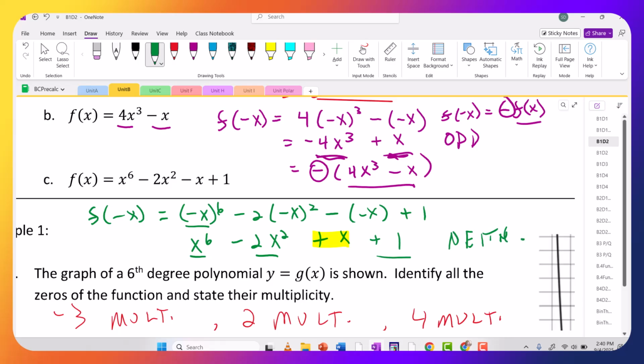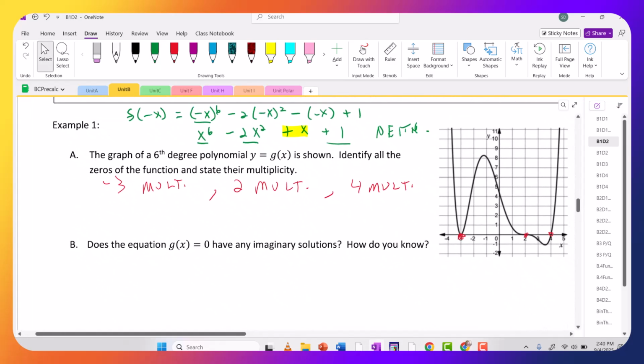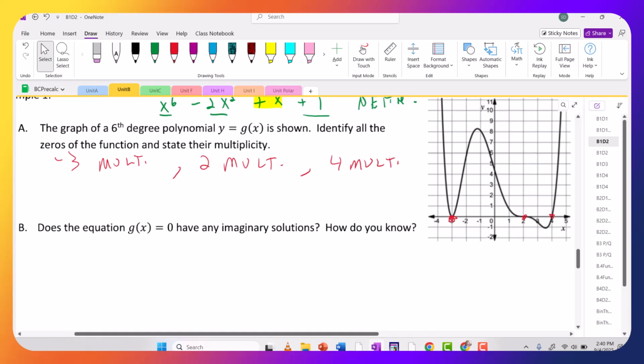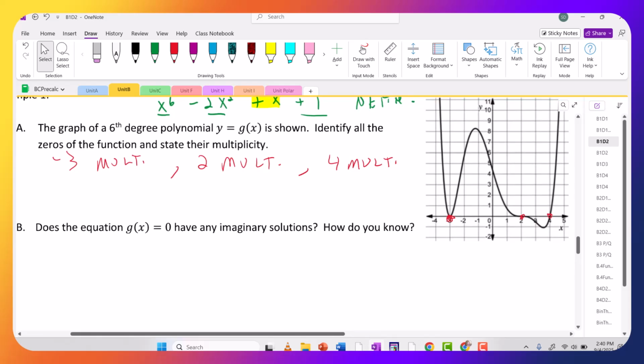This is why I made page 2 larger. All right. Now, I do want to give you this one, and then this is going to build into tomorrow. And I don't think we're ready for imaginary solutions anyway.